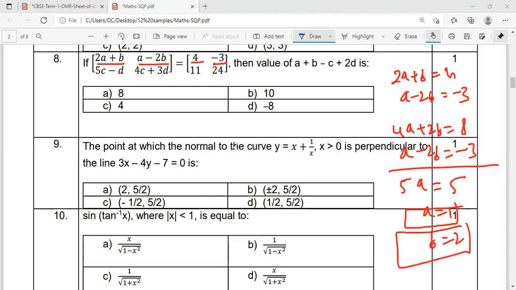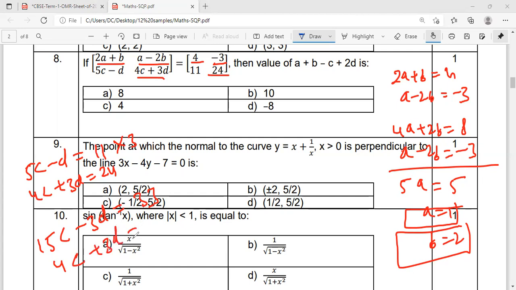Now similarly, just like we found a and b, we'll find c and d also. I have the equation 5c minus d is equal to 11, and 4c plus 3d is equal to 24. So these equations we can mark. Now to simplify, maybe we can multiply the first equation by 3. So we get 15c minus 3d equal to 33, and then 4c plus 3d equal to 24, and then we add them.